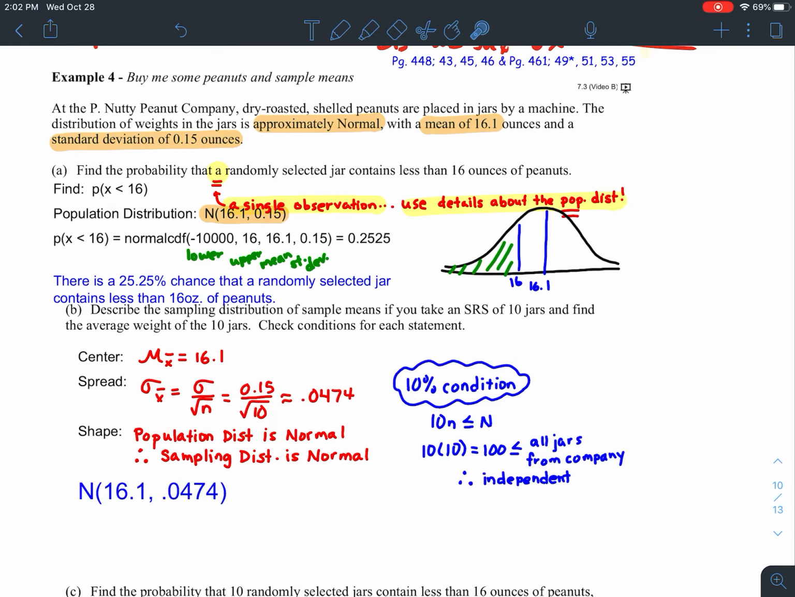You'll notice that I also set up the probability question not with an X bar, because this was just a single observation. We're looking for the probability that just a single jar of peanuts would have less than 16 ounces. You can see I did a normal CDF. I even, for added communication, drew a bell-shaped curve and labeled and shaded, and here we've got basically a 25.25% chance that a randomly selected jar contains less than 16 ounces of peanuts.